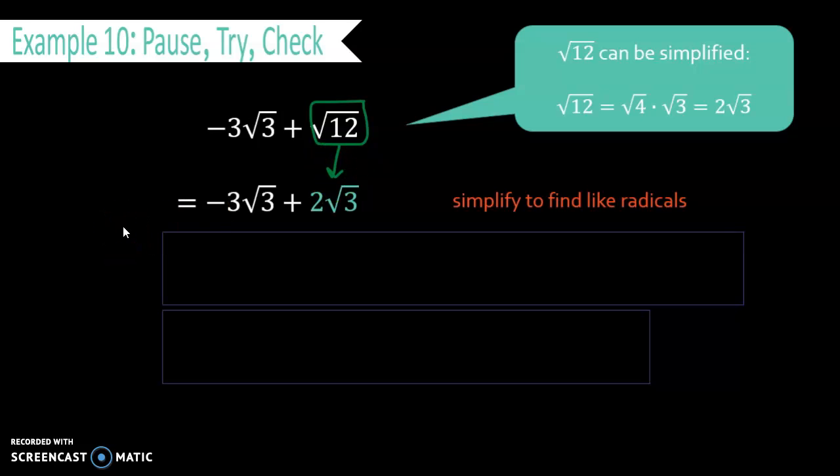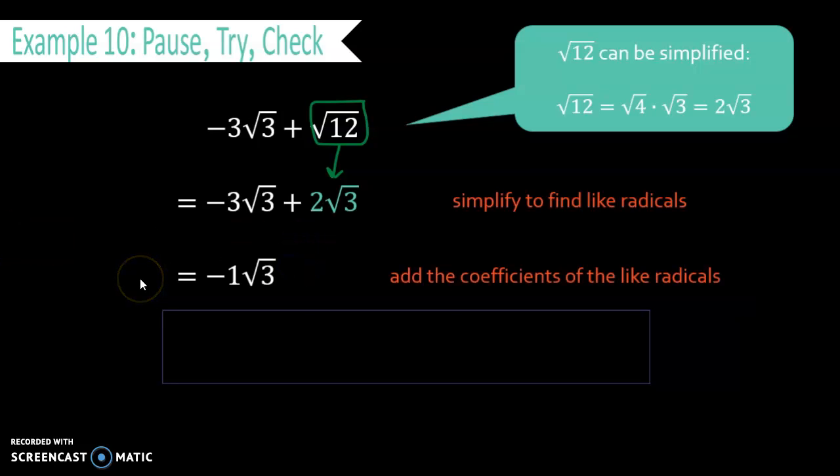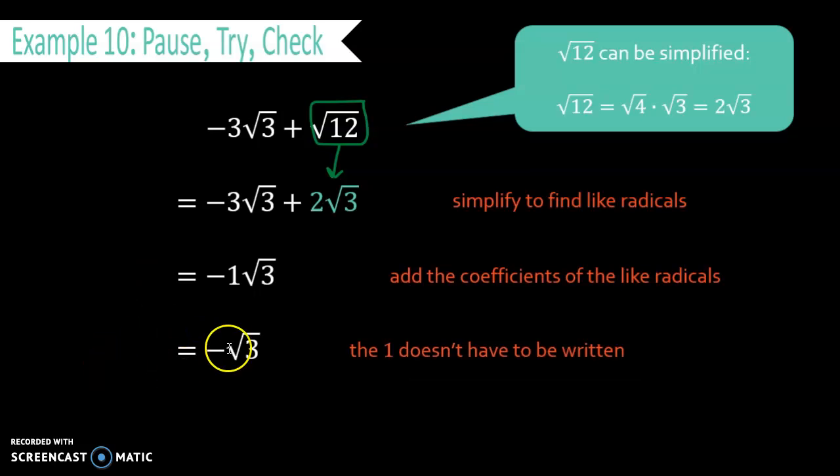Now my radicals match. I've got the square root of 3 in both of my terms. I'm ready to go ahead and do my addition or subtraction. So I have -3 square roots of 3 plus 2 square roots of 3. That gives me a total of -1 square roots of 3. And again, just like on that last one, the 1 is optional. The negative sign does need to be there to show that I had -1 of these square roots of 3.